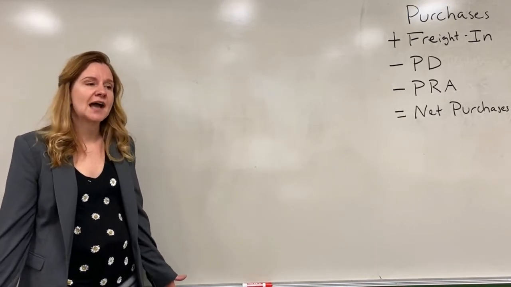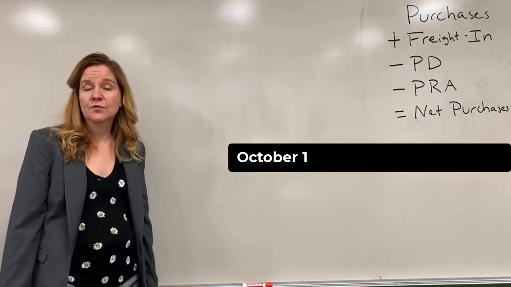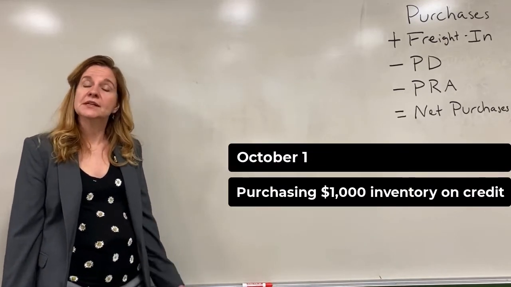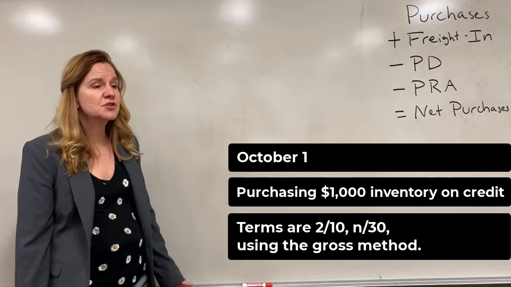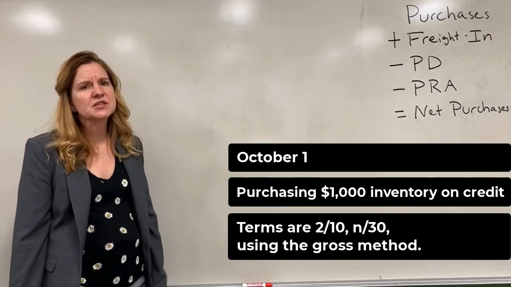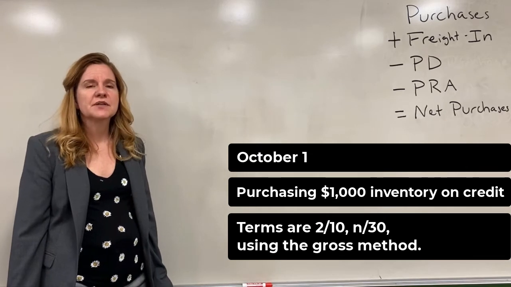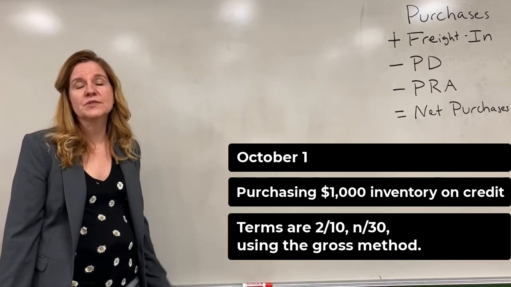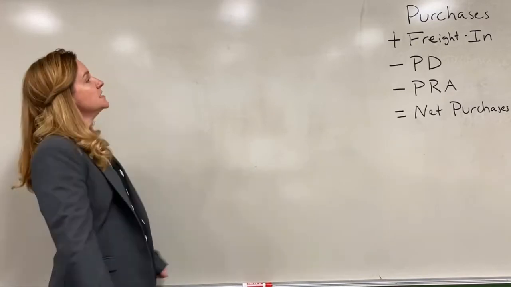So the first transaction is occurring on October 1st, and we are purchasing $1,000 of inventory. It's on credit, and the terms are 2/10 net 30. And we're using the gross method. With the gross method, that means that we are recording the purchase without the discount.